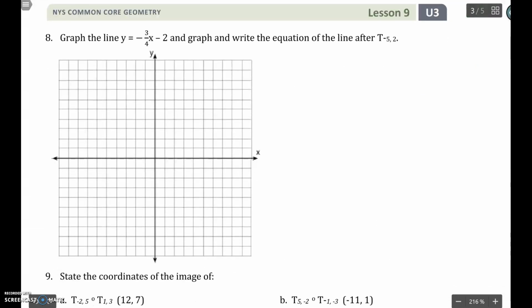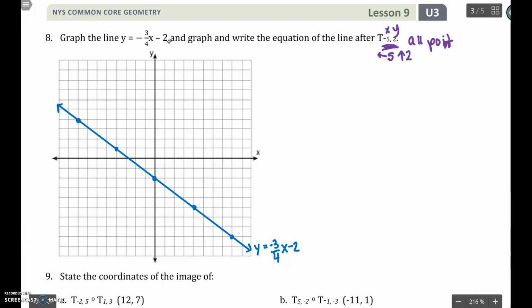All right, next I'm going to graph the line here. So the y-intercept is -2, and it's a negative slope, so down 3 and right 4. And then I'm going to write the equation of the line after translating this one, -5, 2. So that means every single point is going to be moved with the -5, 2 pattern. So remember, it's x, y. -5 for your x's means you're moving left 5, and 2 for your y's means you're moving up 2.